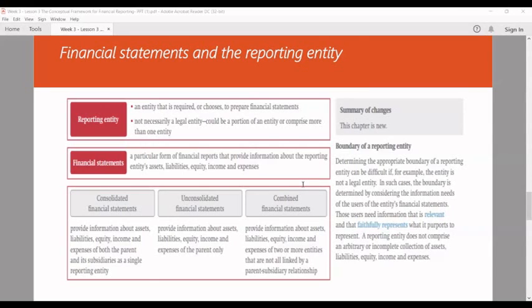Determining the appropriate boundary of a reporting entity can be difficult if, for example, the entity is not a legal entity. In such cases, the boundary is determined by considering the information needs of the users of the entity's financial statements. Those users need information that is relevant and that faithfully represents what it purports to represent. A reporting entity does not comprise an arbitrary or incomplete collection of assets, liabilities, equity, income, and expenses.